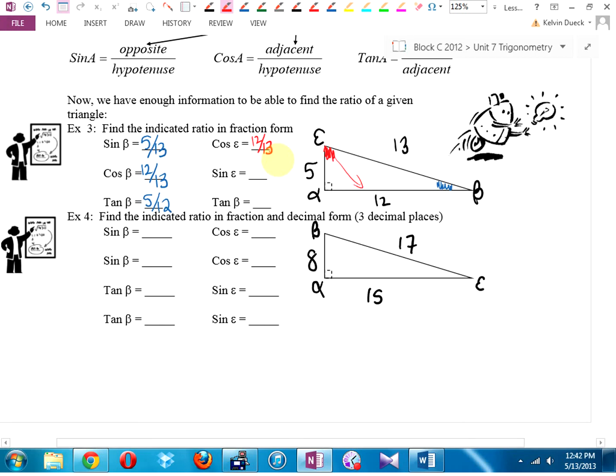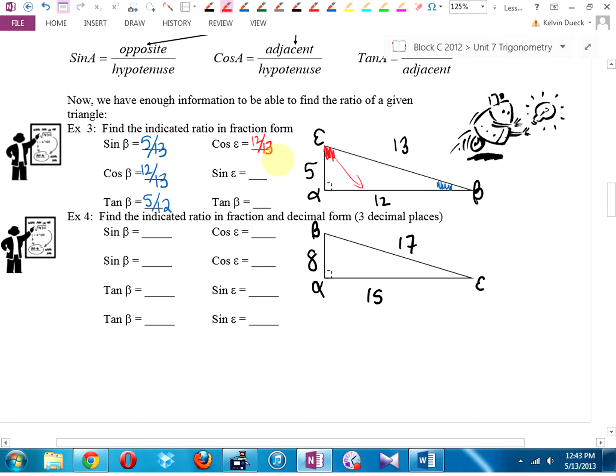What's adjacent? What's beside epsilon? Now, a lot of kids are, hey, Mr. Dueck, isn't the 13 also beside epsilon? Yeah, but the 13 is always the hypotenuse. The side across from the 90 is always the hypotenuse. So adjacent means beside or touching. What's the only side that's touching epsilon that we haven't used yet?